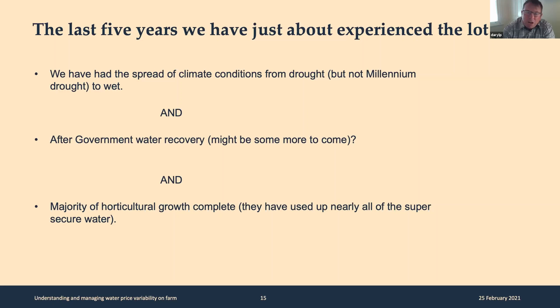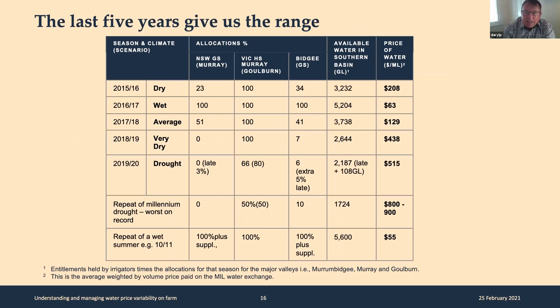So we believe that the last 5 years is a pretty good indicator of what we might be in for going forward. And that is what we have to work towards, to get it ingrained in our thinking for our planning. So when we look at those years, we've had a dry, we've had a wet, we've had an average, we've had a very dry and a drought, or what we call a drought. And those are all aligned to the allocations.